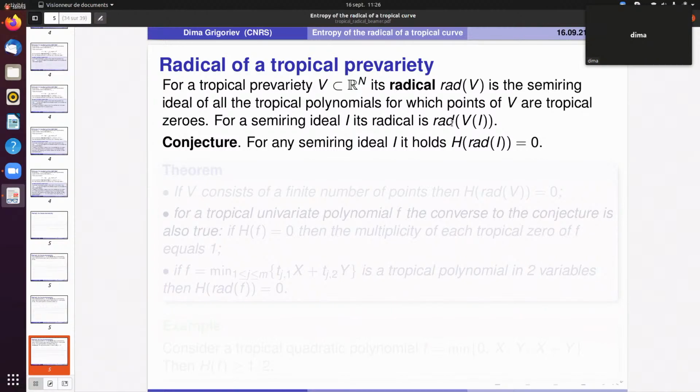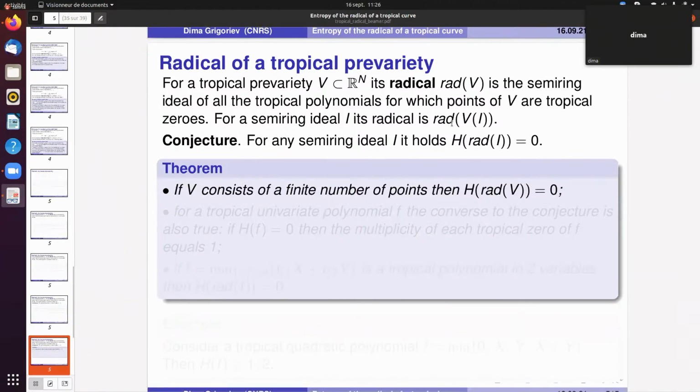I don't know, it's indeed a conjecture, and my feeling is that it's quite a deep conjecture, but at least I know the proof of this conjecture in at least two particular cases. First of all, if V, the tropical variety which we started with, consists of a finite number of points, then the conjecture is true.